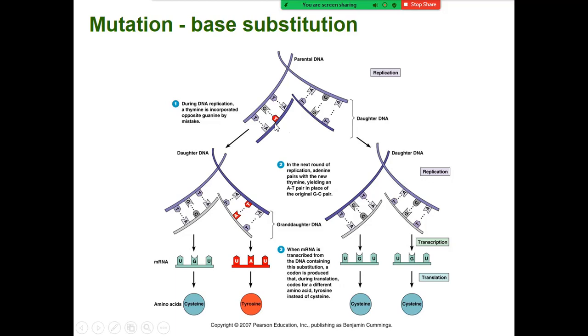However, once this gets replicated, the T will be used as a template, and then there will be an A put opposite of it, and now this cannot be corrected. We call this a fixed mutation. Any questions about any of that? Anyways, that's the base substitution, where you just change one base for what it should be.